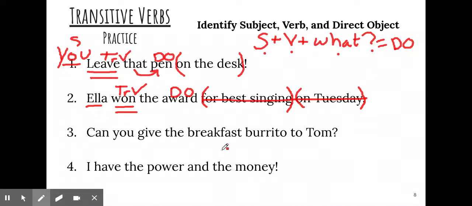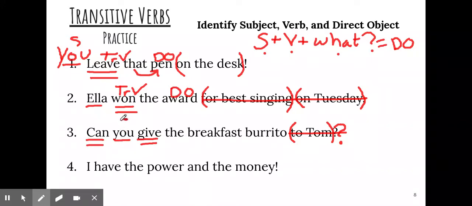The next one: "Can you give the breakfast burrito to Tom?" Well, to Tom is a prepositional phrase. Let's go ahead and knock that one out of there. We don't need that right now. And then we're looking for our subject. So who or what is doing the action in this sentence? It's you. That's your subject. And then notice this question mark over here means that this is what kind of sentence? It's interrogative, which means it's usually going to be inverted. And if you remember back a little ways, inverted sentences usually have a split verb. So we know give is the main verb and can is its helping verb.